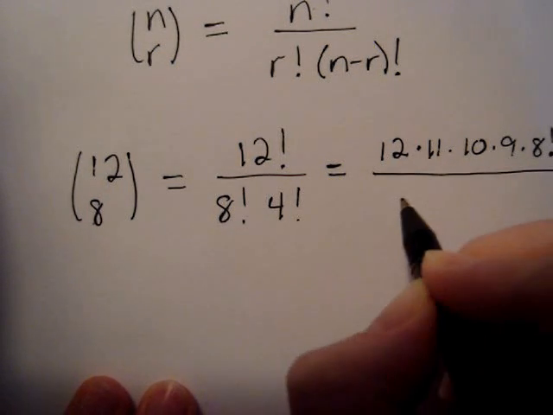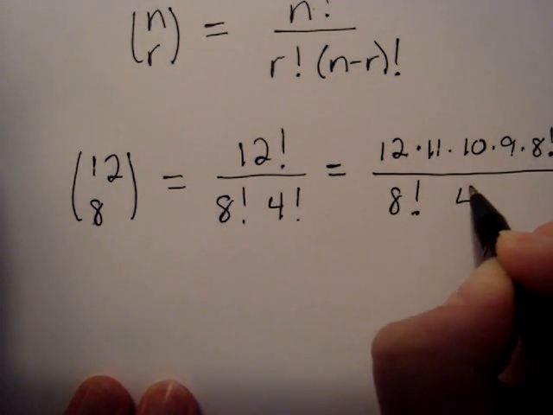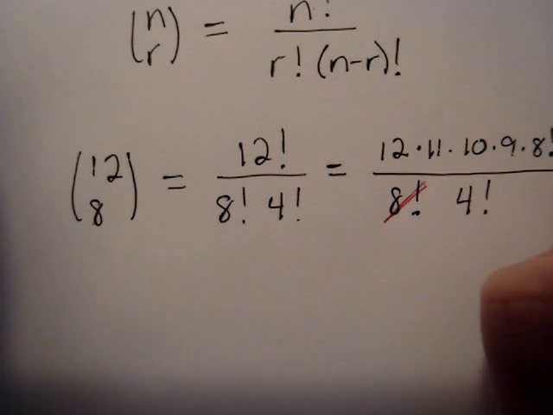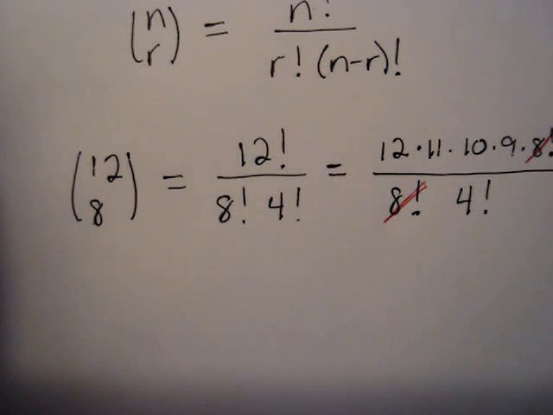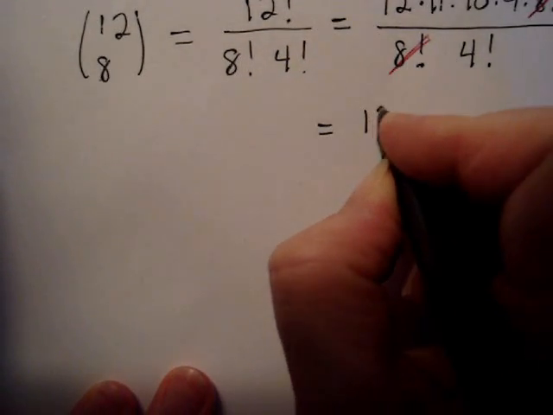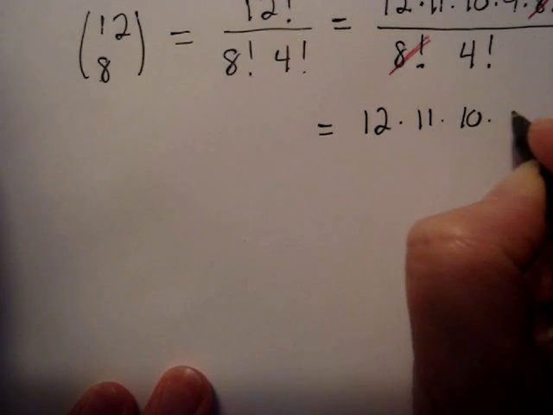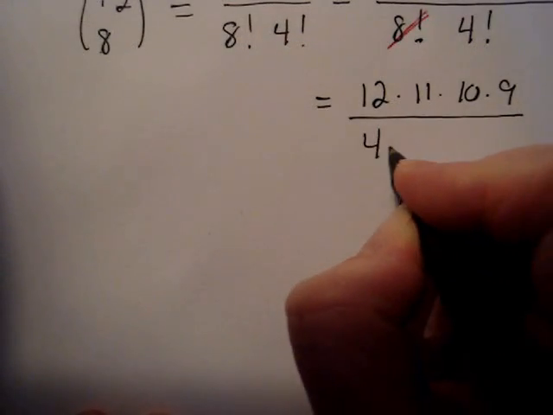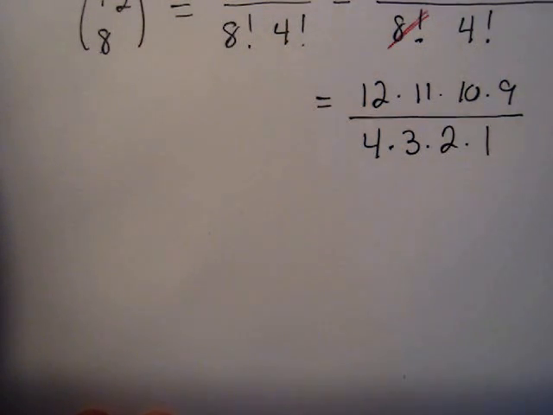The bottom I'm going to leave 8 factorial times 4 factorial. And now look, since I've used that shorthand of 8 factorial on top, it matches the factor of 8 factorial on the bottom, so those cancel. Okay? So now my next step will be, scoot it up a little bit, equals 12 times 11 times 10 times 9 over, now let's expand that 4 factorial. So that's 4 times 3 times 2 times 1. And now you just cancel stuff out.